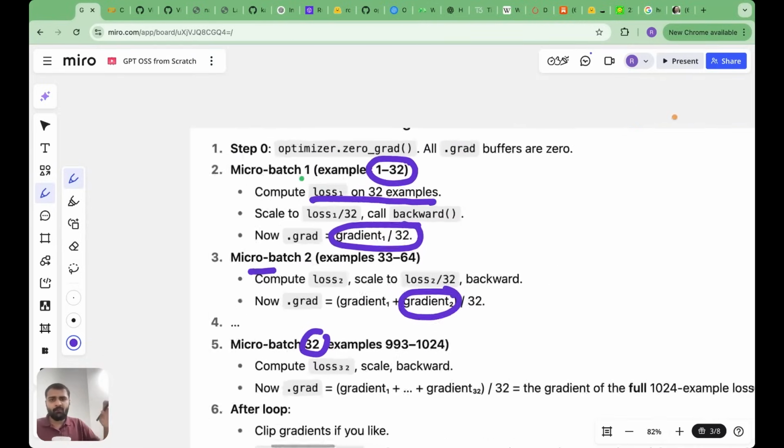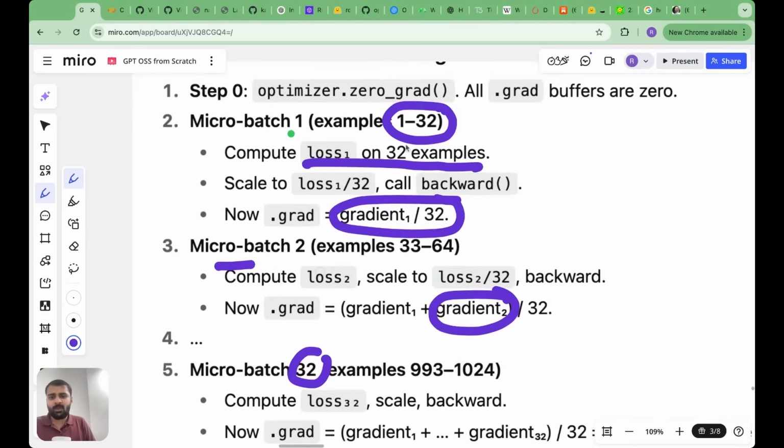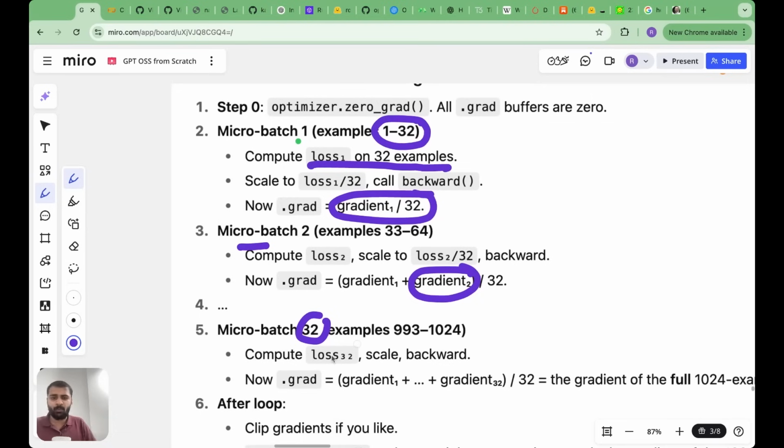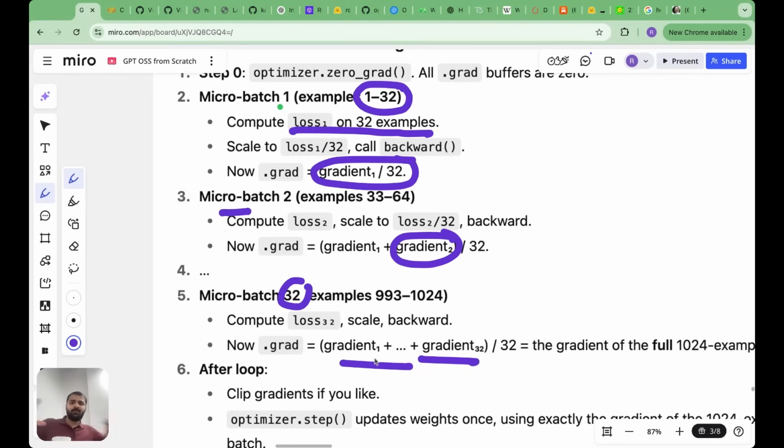Since there are 1024 examples in one batch, and if our micro batch size is 32, we'll need 32 such batches to process 1024 examples. So we'll have 32 gradients at the end of it. And then when we reach the end, we'll add all the gradients and divide by 32. So we'll get an average gradient across all the 1024 examples. That's why we divide by 32 over here. So at each step, at one time, there are only 32 examples which live on our GPU. We don't have 1024 examples which live on our GPU.